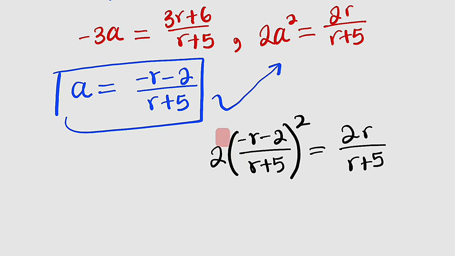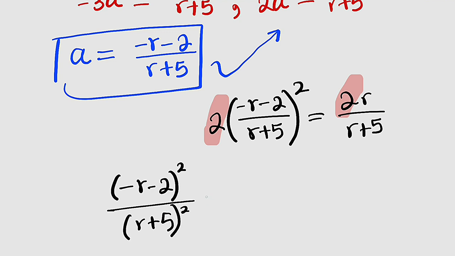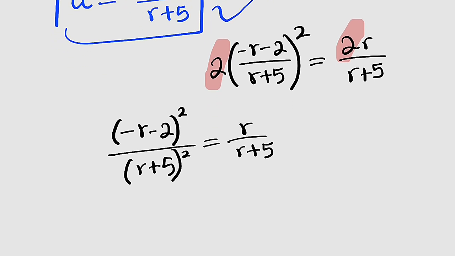First of all, let us divide both sides by 2. This 2 and this 2 will cancel. And I can see that we have a relationship between the denominators, so I will not expand the denominator, rather only expand the numerator. So this will be (negative r minus 2) whole squared, and I'm going to share the exponent, over (r + 5) also squared. This is equal to r divided by r + 5. Now we can expand this confidently, but first of all, let me multiply both sides by this denominator just to clear the fractions.